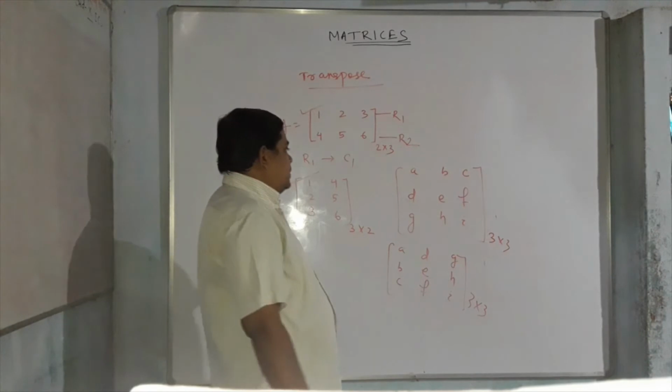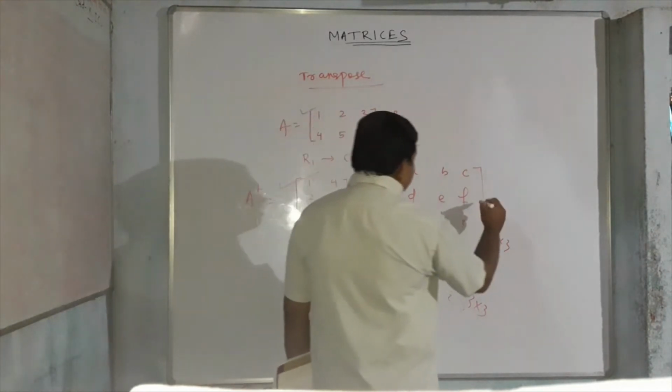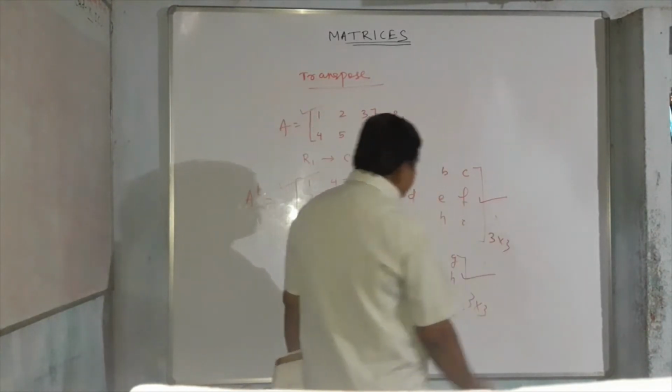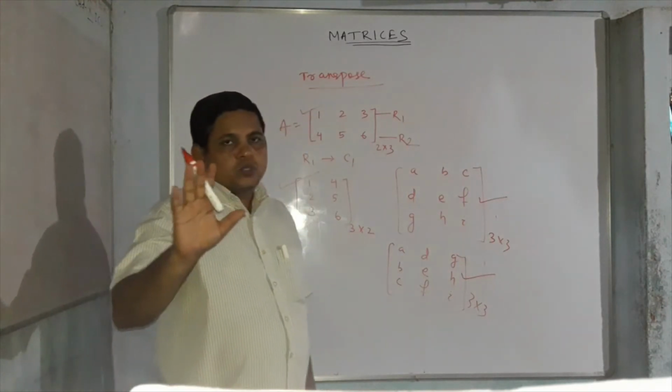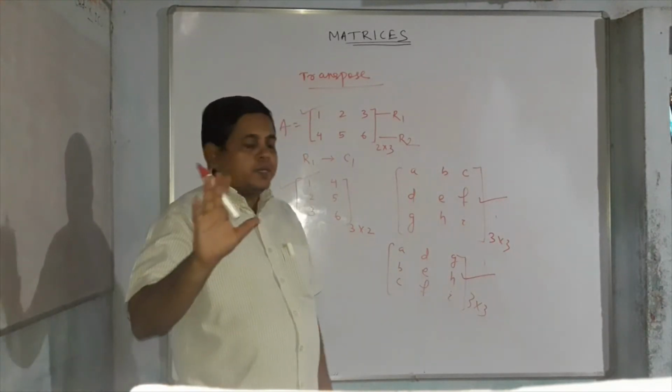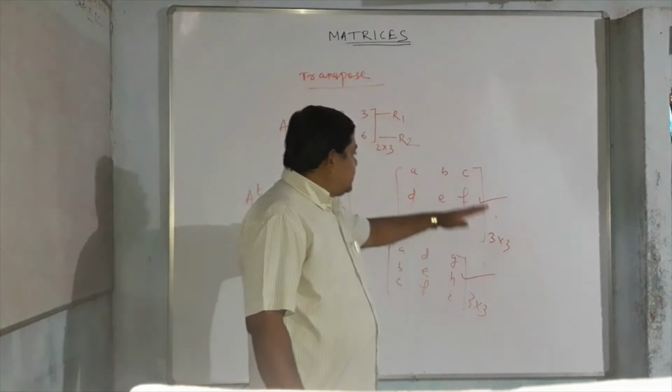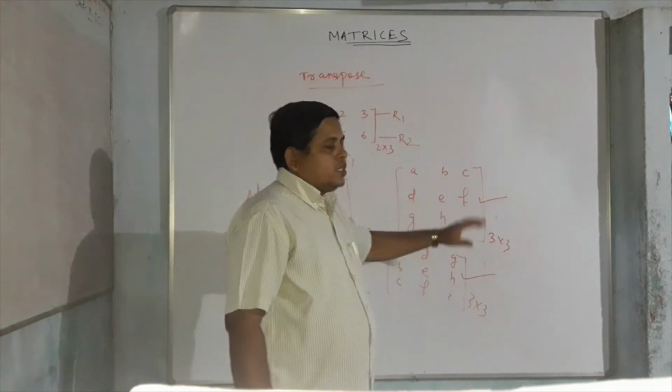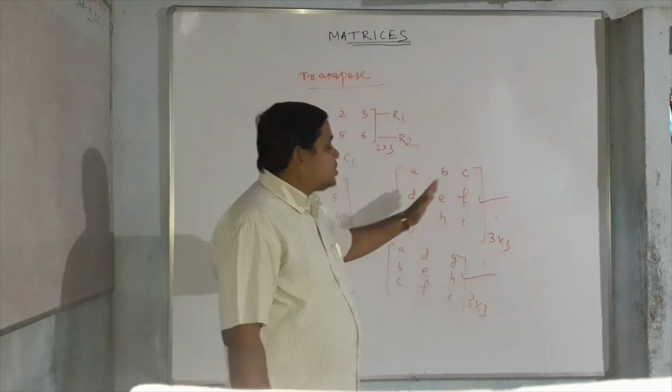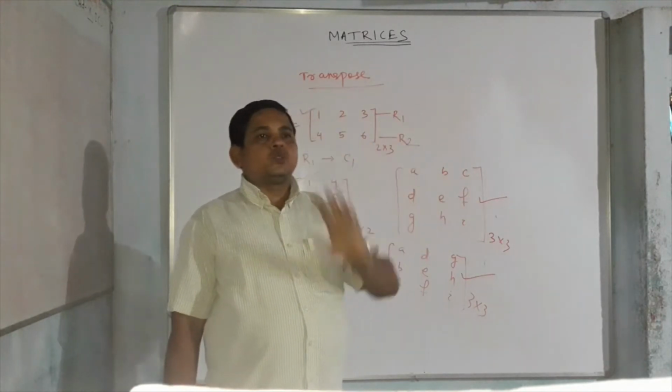Then after that, equality of matrix. Can we say these two are equal, this one and this one? Now here the number of rows and number of columns do not matter in the case of equality of matrix. Equality of matrix means not only are the elements the same, but their positions should also be the same.